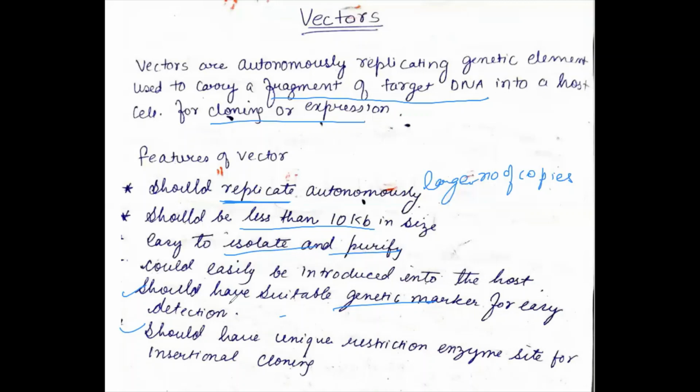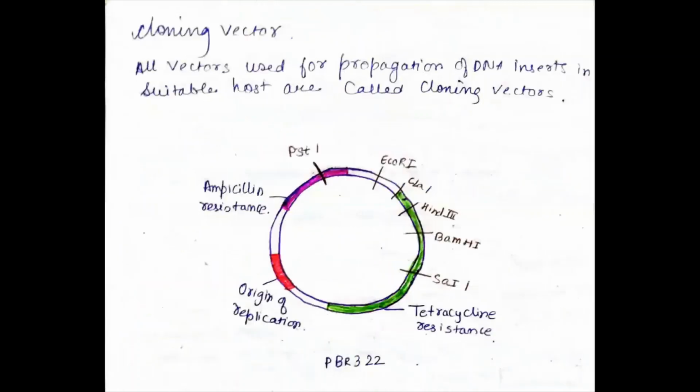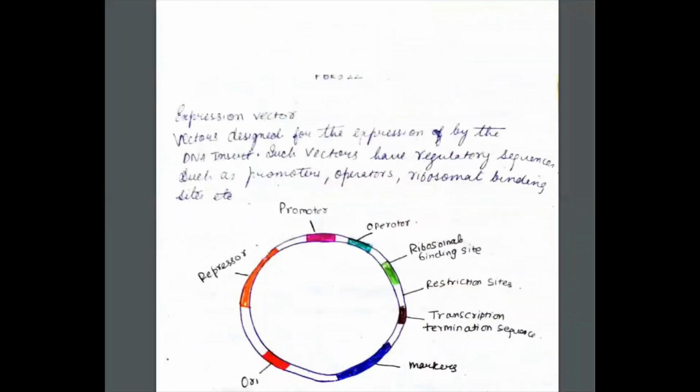Okay, so let's learn more about vectors. Here there are two types of vectors. One is called a cloning vector and one is called an expression vector. So let's learn one by one.